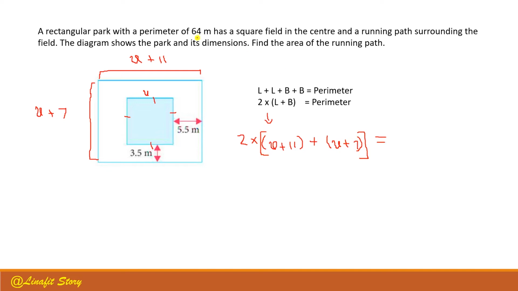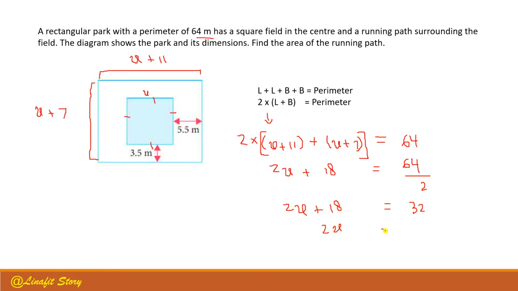Is equal to 64 meters. We will move 2 to the right hand side. So 2x, x plus x is 2x, plus 11 plus 7 is 18, is equal to 64 divided by 2. 64 divided by 2 is equal to 32. 2x plus 18 is equal to 32.